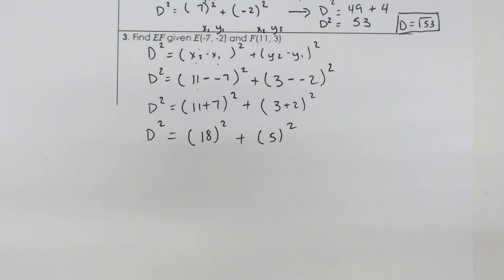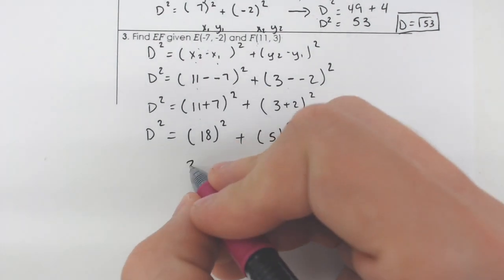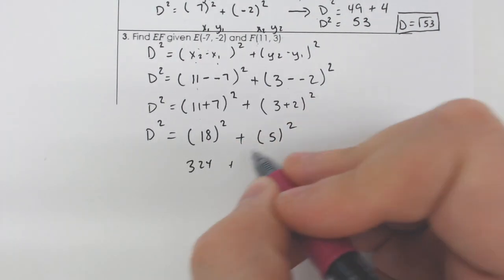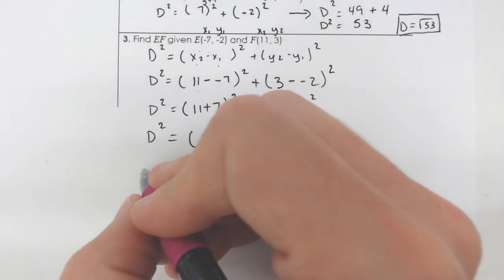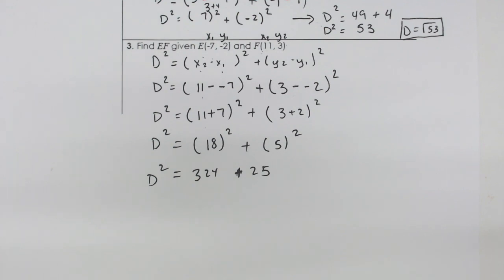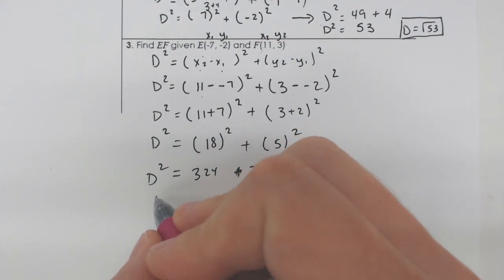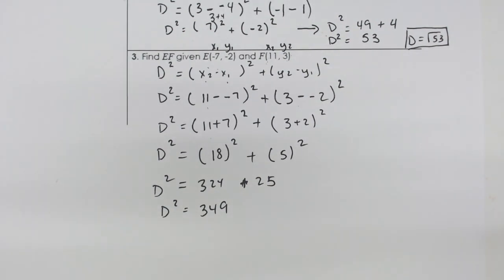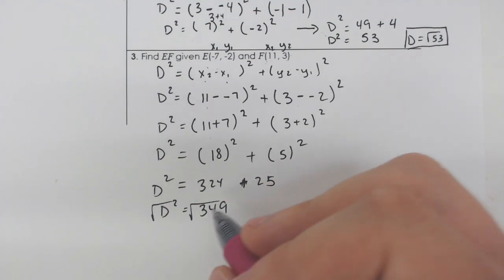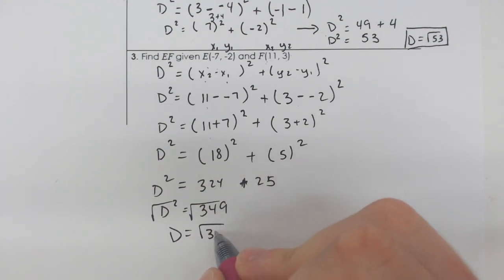All right? I'm going to do 18 squared. 18 and 18 multiplied together is a big number. It's 324. 5 squared, that's a little bit easier to handle. That's 25. Equals the distance squared. When you add these two together, you will end up with 349. And the square root of 349, I don't think simplifies either. So I'm going to keep it as the square root of 349.